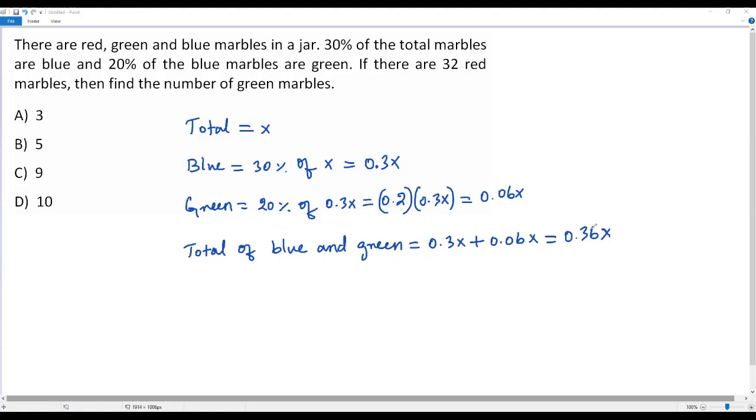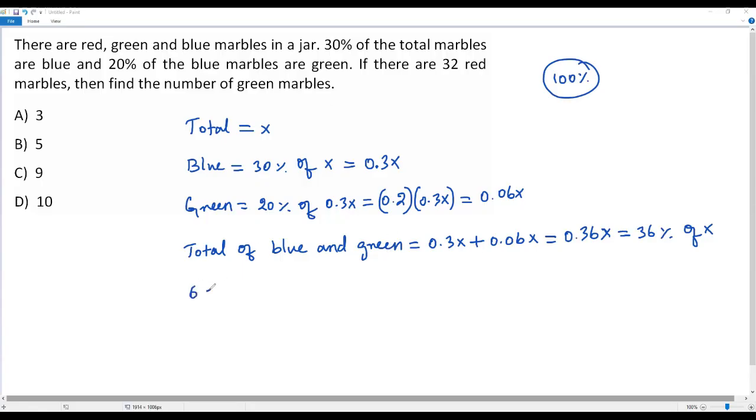Okay, now what I can do is convert this 0.36 to percentage. To convert your decimal to percentage, I have to multiply the decimal by 100. When I multiply this 0.36 by 100, I am getting 36. That is 36% of X. So in the total marbles X, 36% are blue and green. Usually we consider 100% as a total. In 100% of X, 36% are blue and green. The remaining 64% must be red.